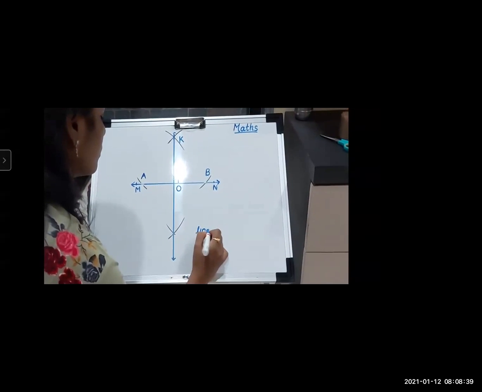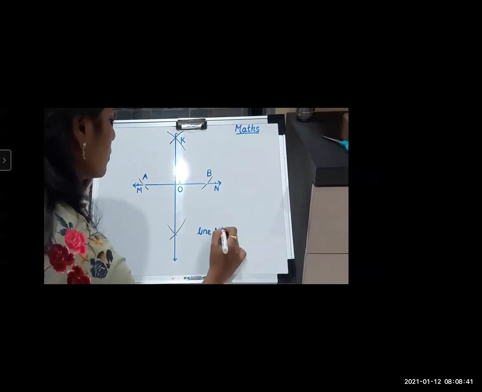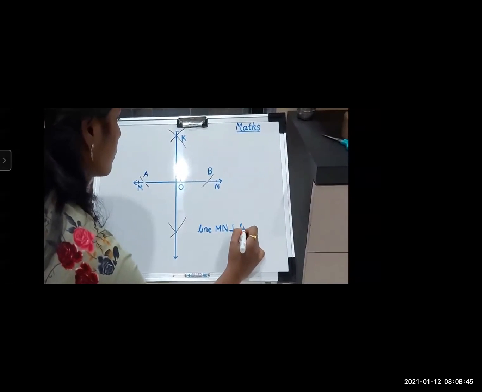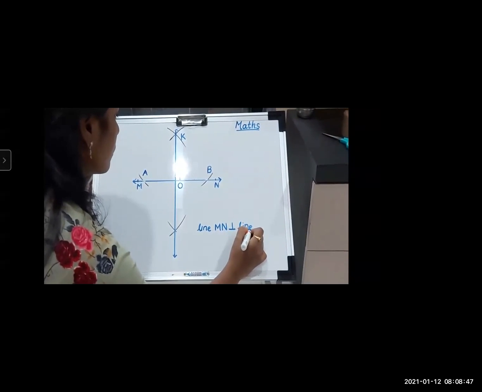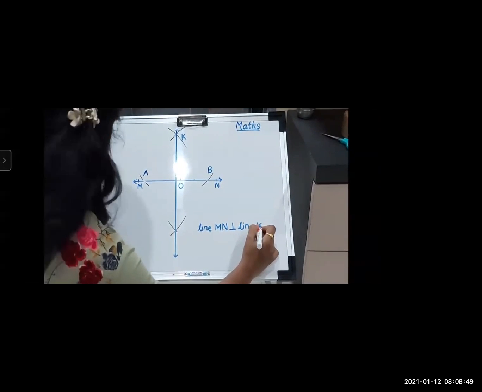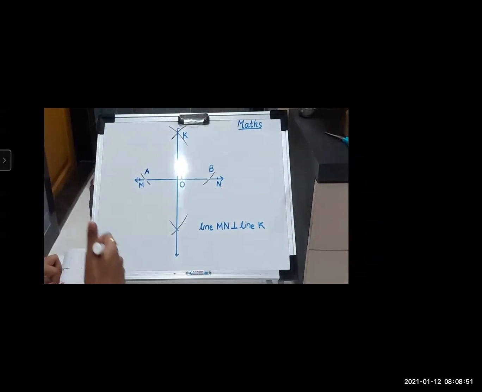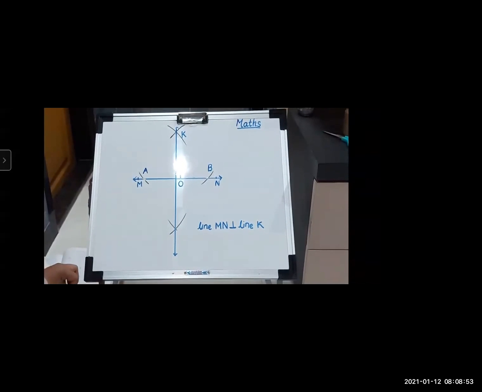Now, we can write that line MN is perpendicular to line KO. So here, this is the method to draw a perpendicular line using a compass when the point is given outside the line. Now, next.